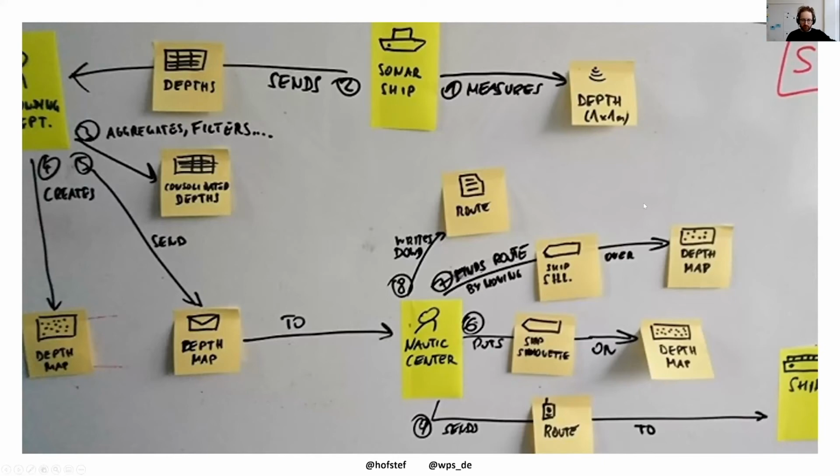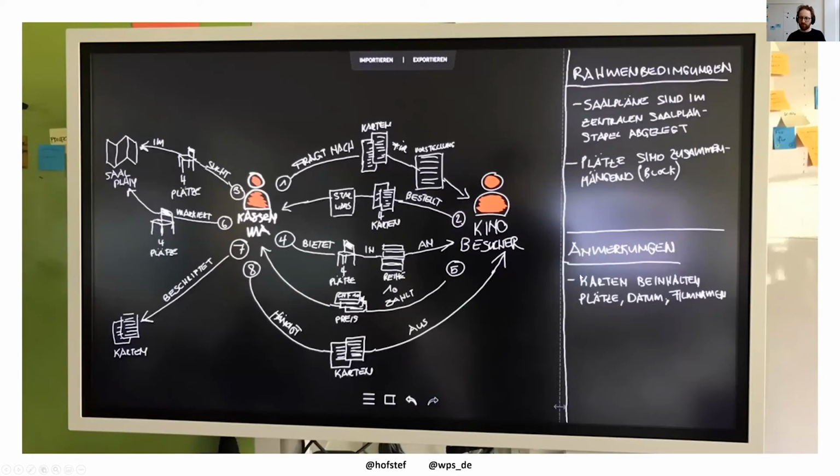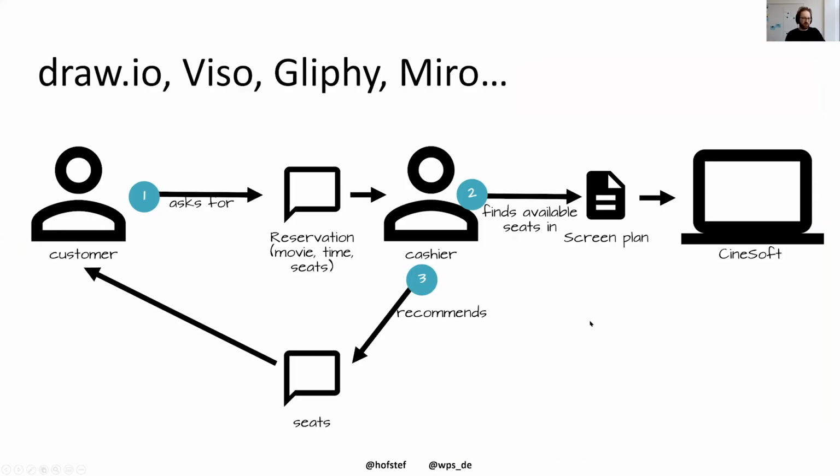And you can do that on a whiteboard with sticky notes. We actually manufactured a whiteboard kit, but I guess in this day and age, we will stick to digital tools, either with smart boards, or you can basically use Draw.io or Visio or Glyphy or whatever. But it's, to be honest, a bit cumbersome. Even if you make your own templates and stencils, it's still a bit cumbersome to use.